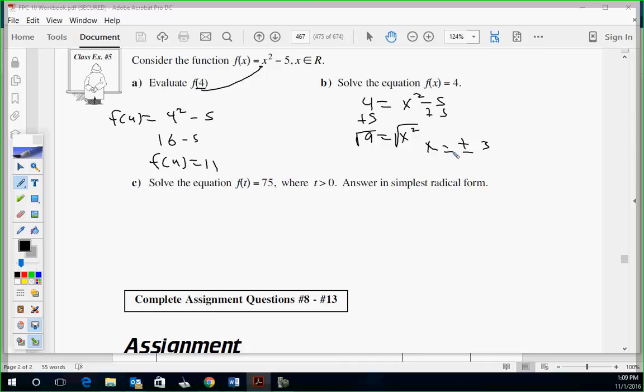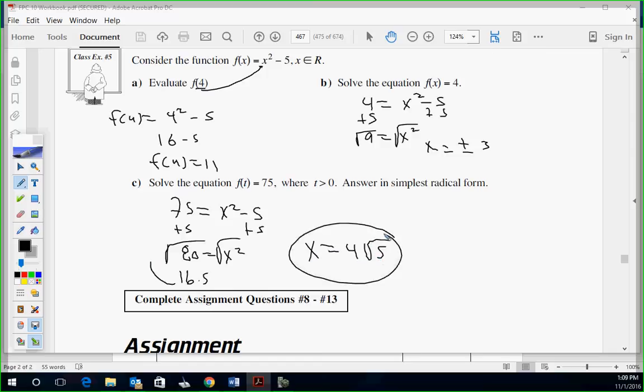And lastly, solve the equation of f of t is 75 where t is greater than 0. So it's telling you it has to be positive. So we're going to go 75 like that. This is where you have to do some radical work here. So it's kind of putting everything together. Again, like Ridge said, we're going to add 5 to this one too. We get 80 equals x squared. Well, 80 is not a perfect square, but we can break that down because we're good at radicals. What's a perfect square that goes into 80? 16, yeah, 16 times 5. This comes out as a 4. x equals 4 root 5.